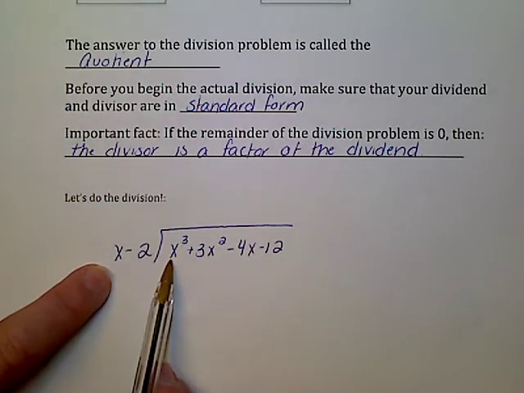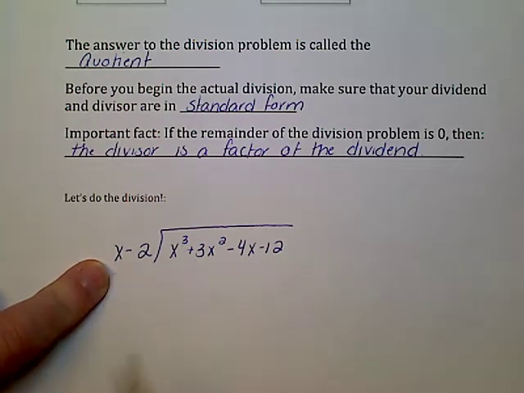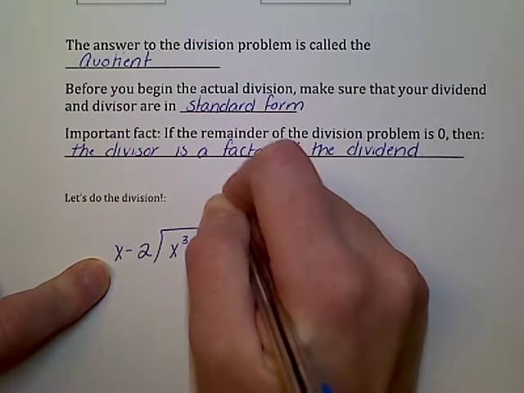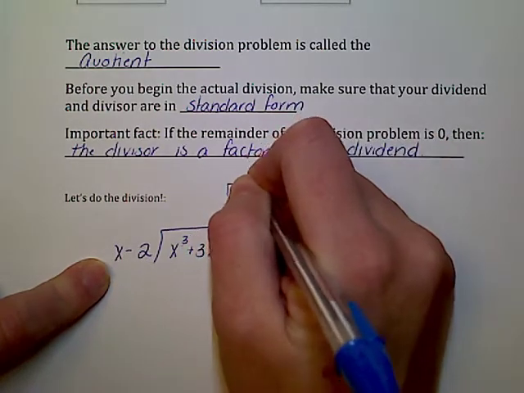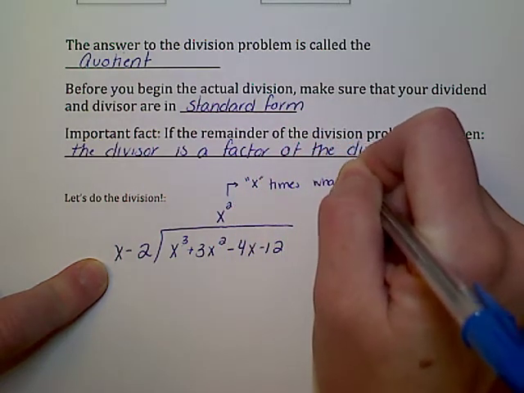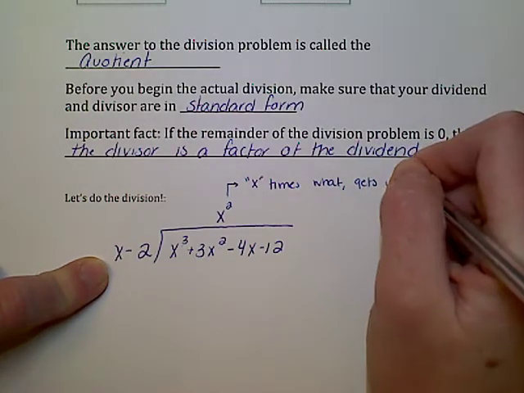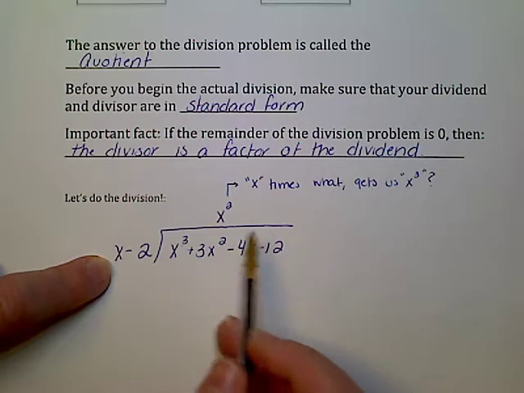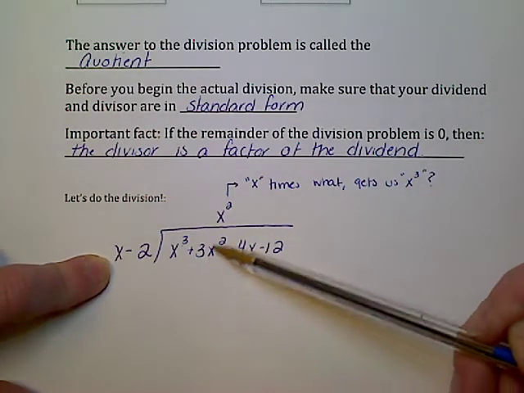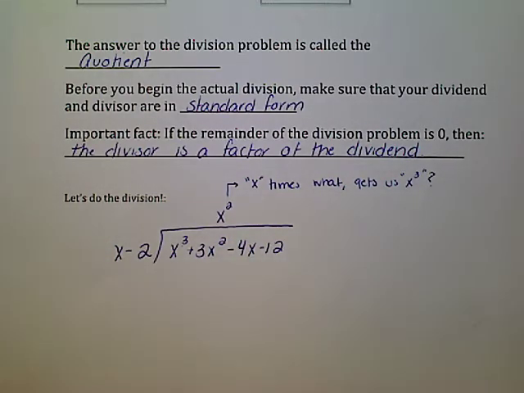To start the division, you kind of ignore the minus 2 and all of this stuff over here. You look at the x and the x cubed, and you ask yourself, x times what gets me x cubed? Well, that answer would be x squared. Now, I like to write that right above the x squared term. I like things to line up nicely. It helps me stay organized, and I recommend that you do that too.